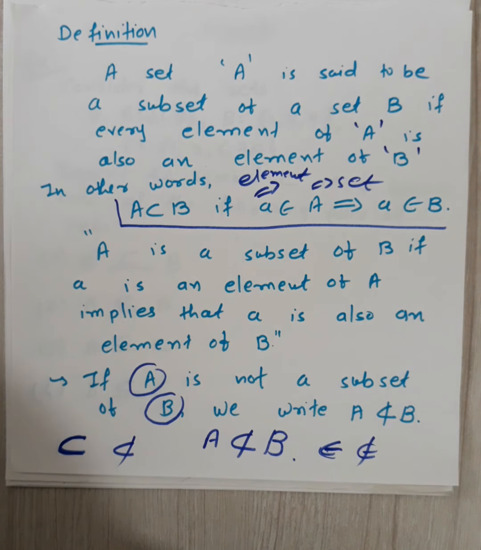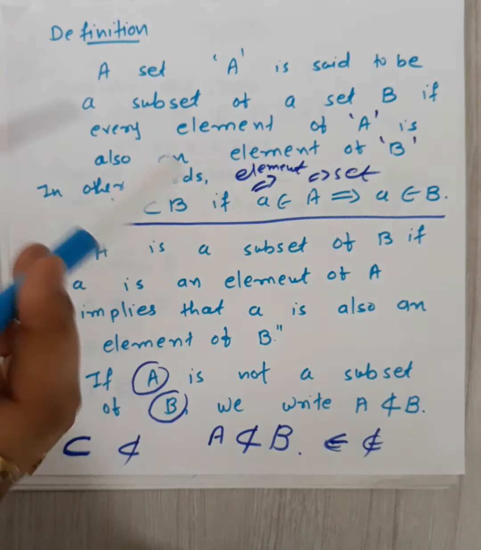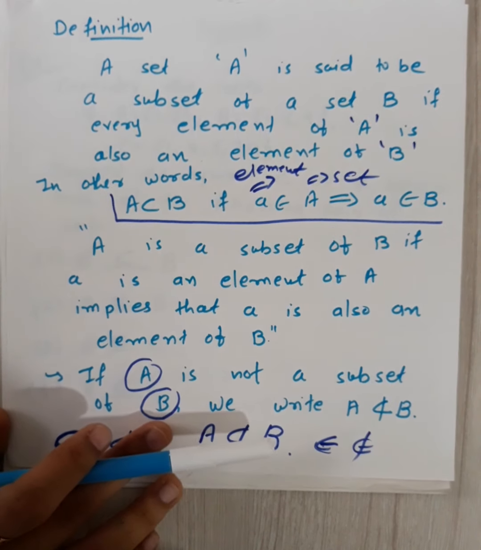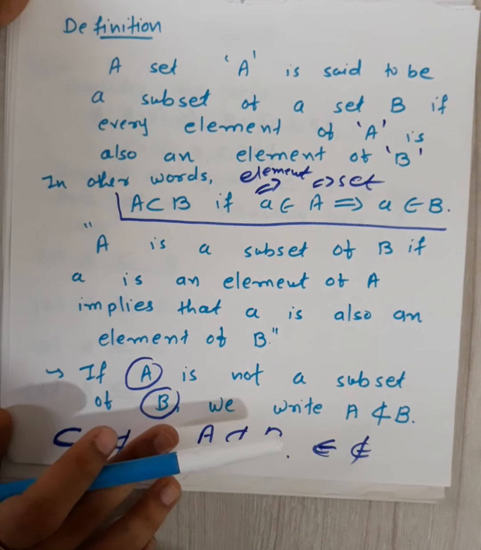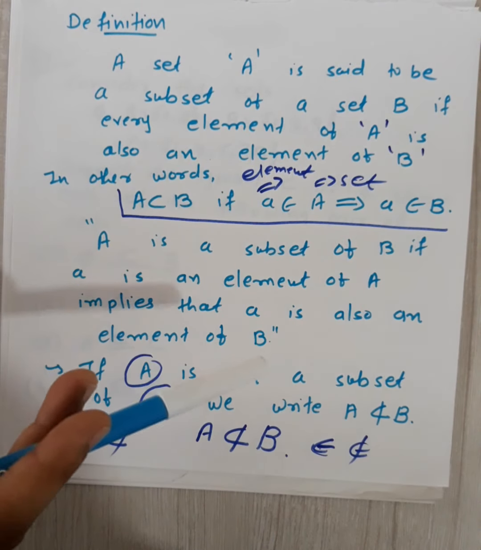Hello students, in the last video we saw the subset. Now, a quick recall: what is a subset? A set A is said to be a subset of set B if every element of A is also an element of B. In other words, all the elements of A are in B.